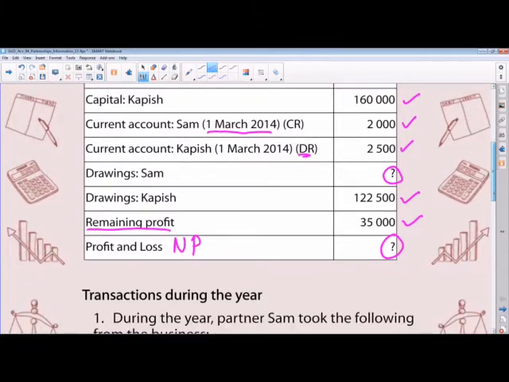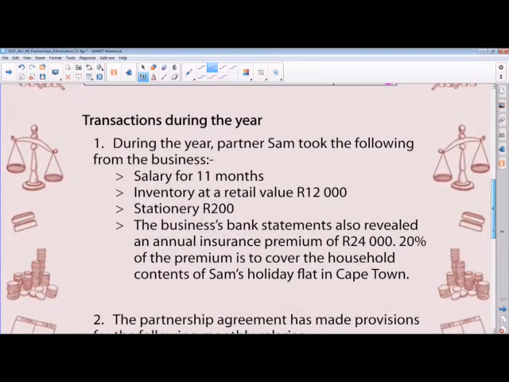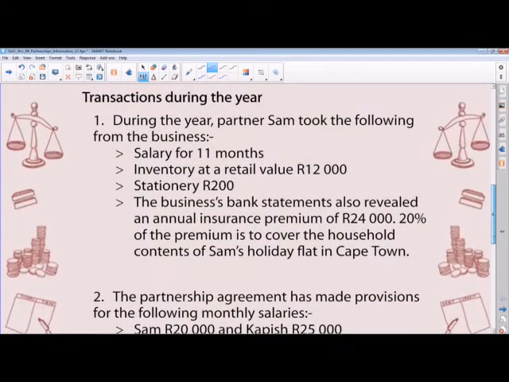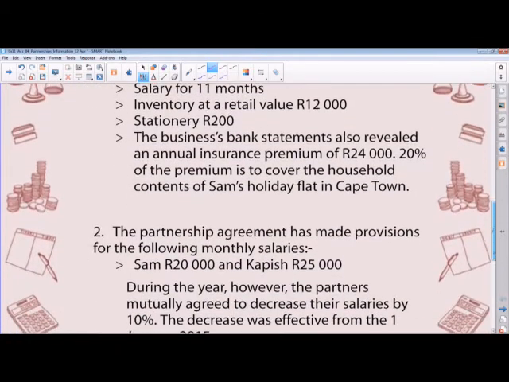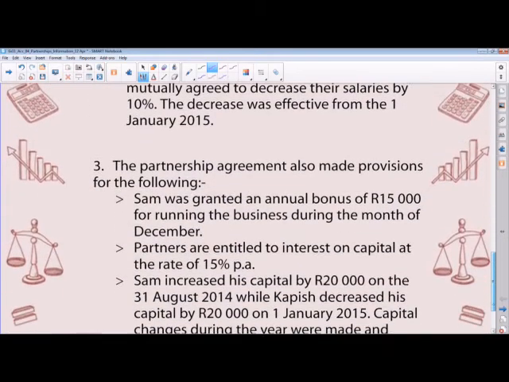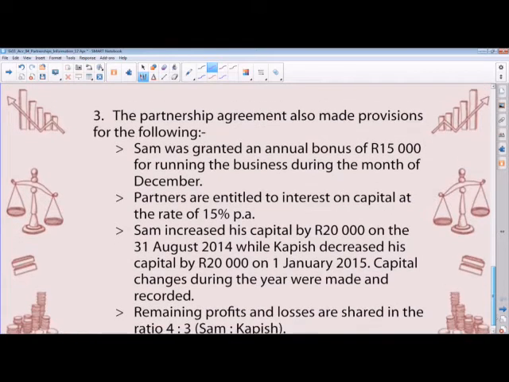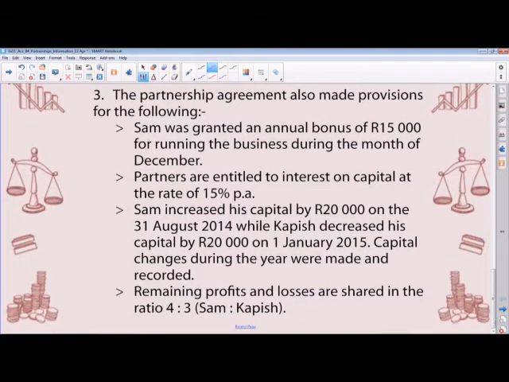Right, then we've got transactions during the year, and I'm not going to go through each transaction, but we're obviously given information. So transactions during the year, okay, so if we scroll down, there's additional information that is given to us as well. Okay, right, so let's now go through the questions and see what is required for us to complete in this particular question. Right, so our answer sheet, let's just go back to the answer sheet.